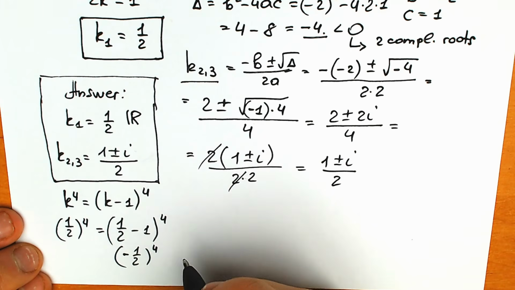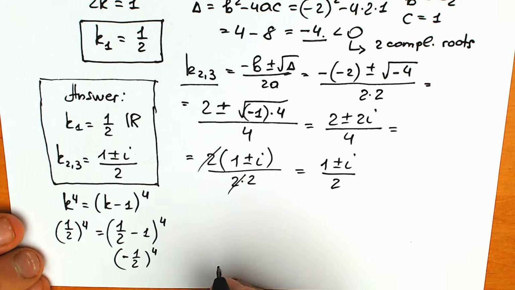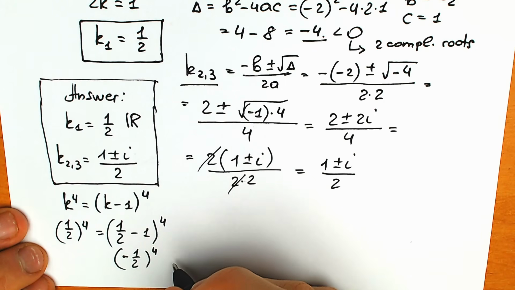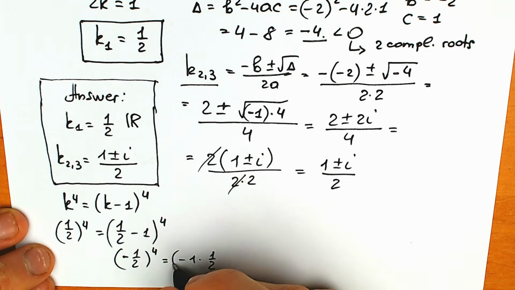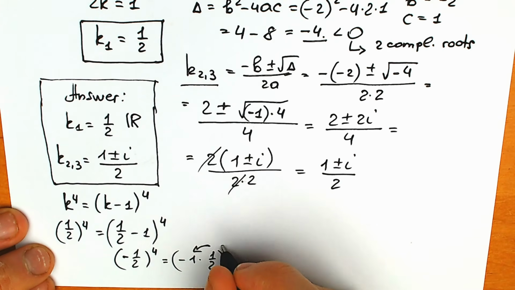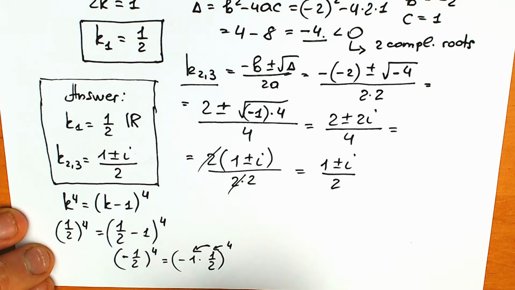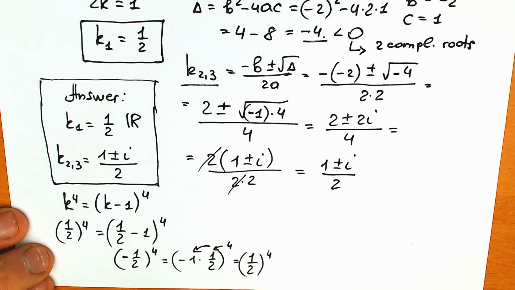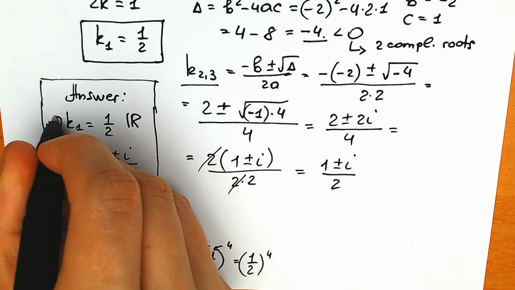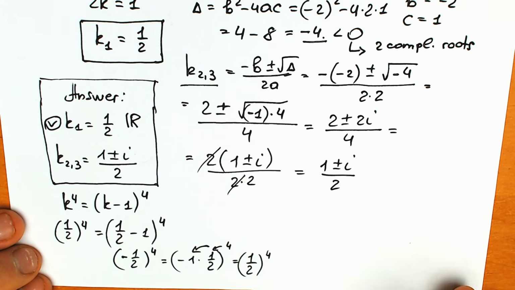But as I said before, according to algebra tricks, when we have minus 1/2, we can write it as minus 1 times 1/2. And when we raise to the power 4, we need to raise this minus 1 to the power 4, which is equal to 1, because this is an even power. And 1/2 to the power 4, we leave without any changes. So our root is absolutely great. We checked it. This root works perfectly.